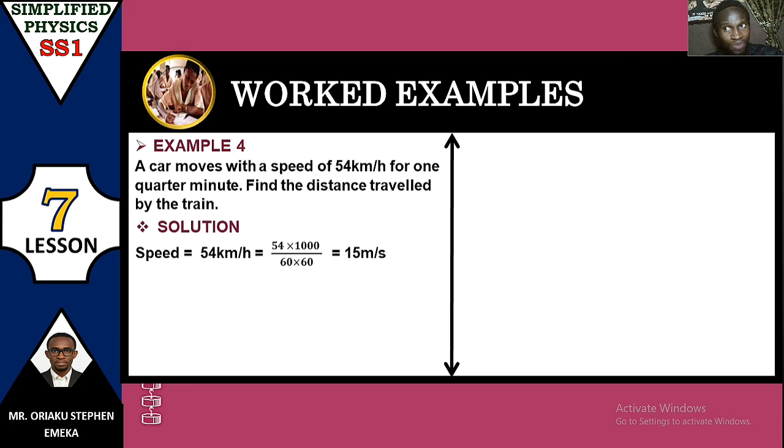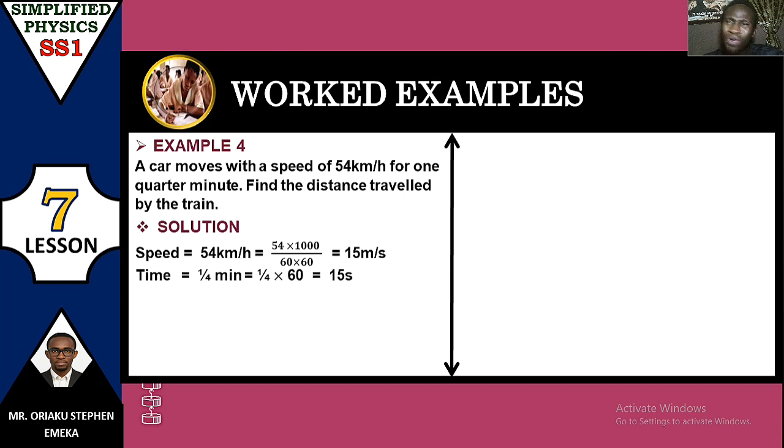So what we need to do is we convert the speed to meter per second. Remember, convert speed to meter per second. Let it be at the SI unit. Now, to do that, we have already discussed how to do that. So multiply that by 1000 divided by 3600, and that gives us 15 meter per second.